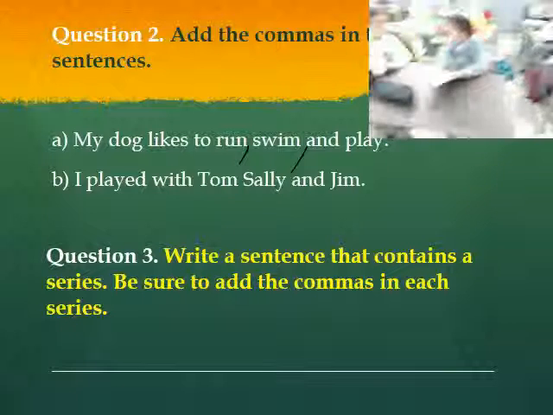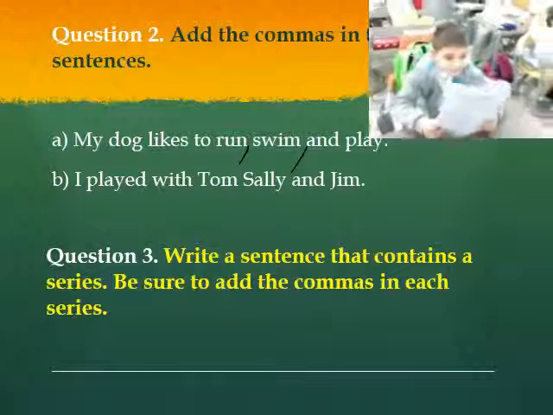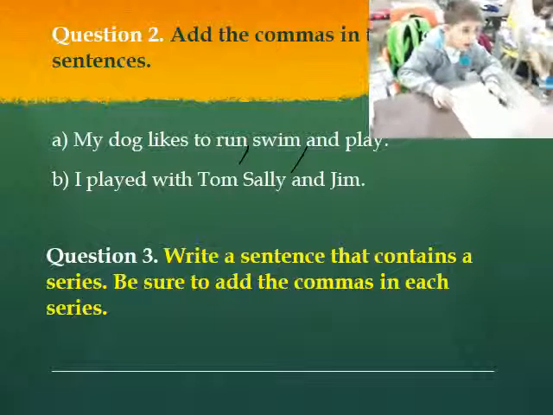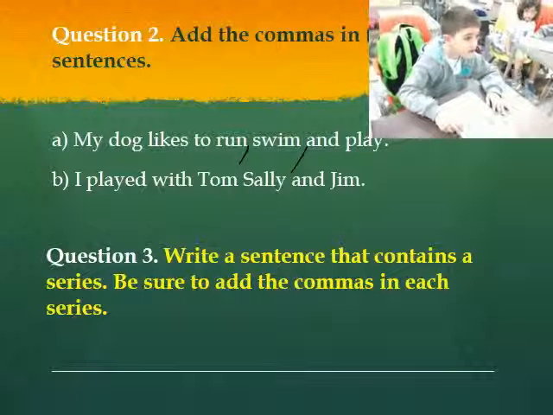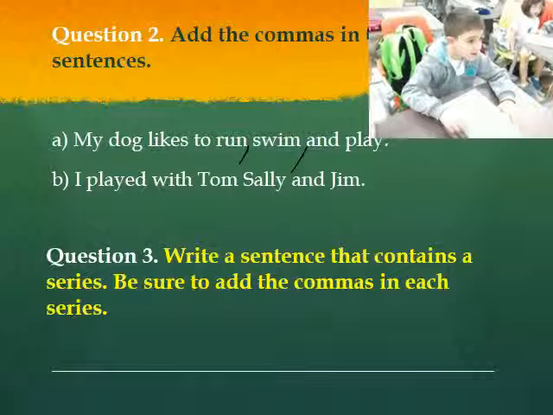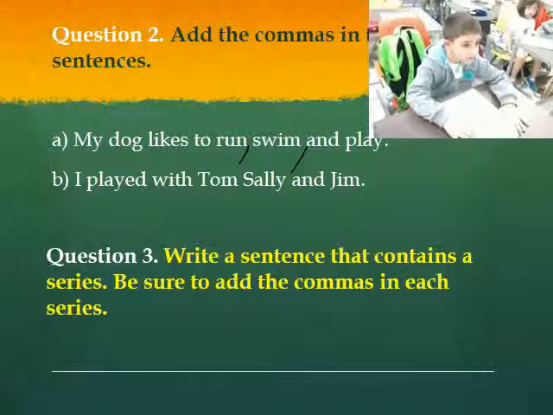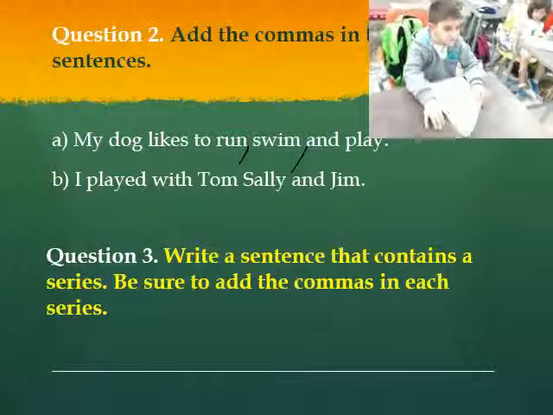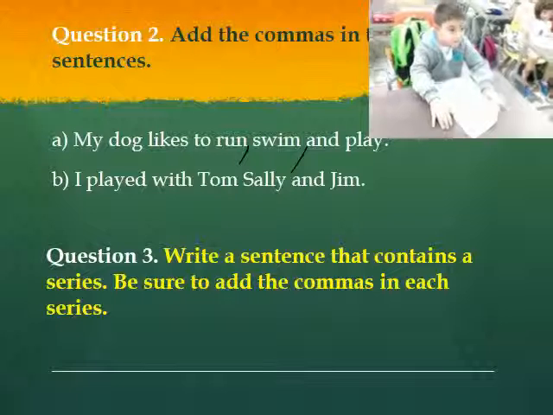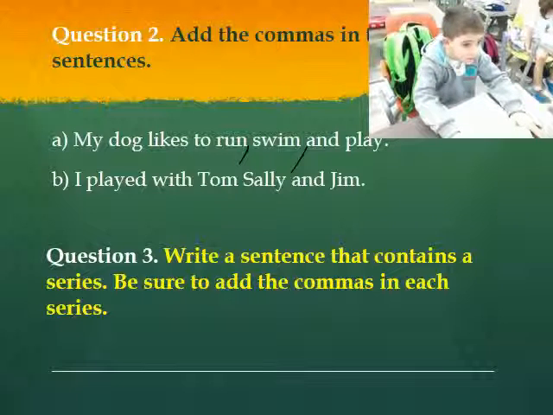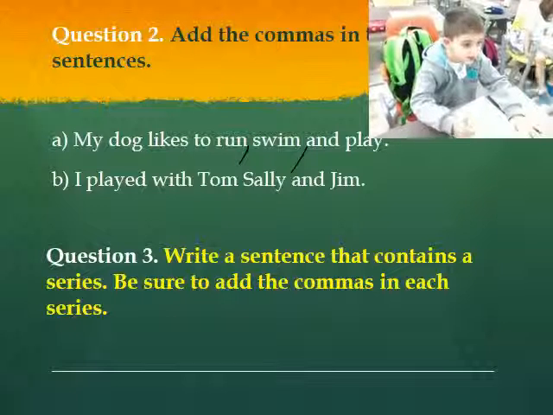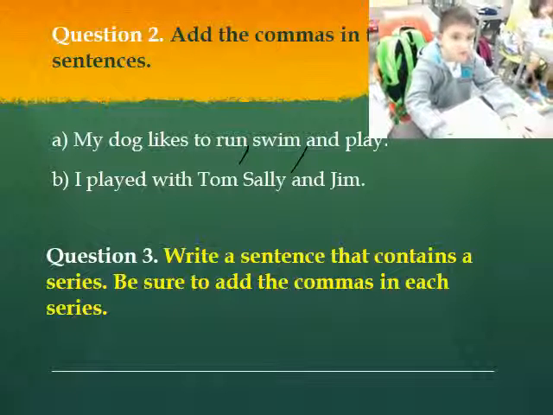Now B. Read it, Ali. Read it from the board. I played with Tom, Sally, and Jim. Very good. Tom, Sally, and Jim. How many people are those? Count them. Tom is number 1. Sally, 2. Jim, 3.